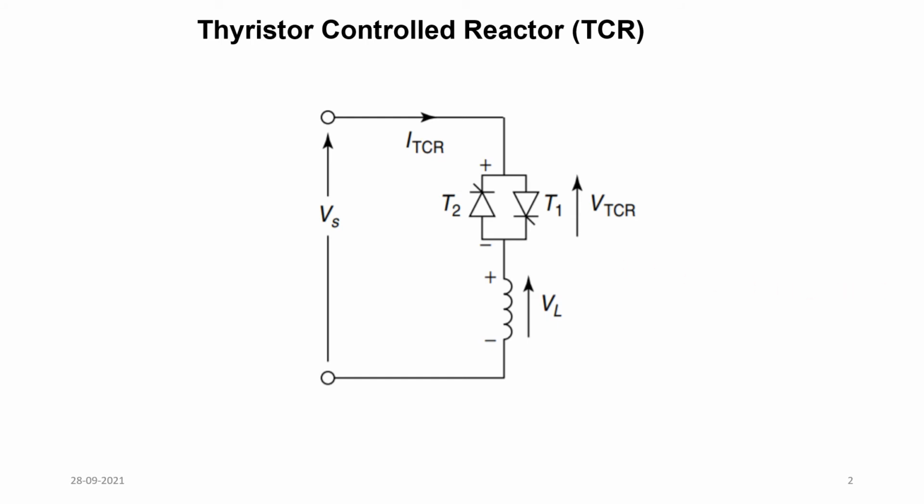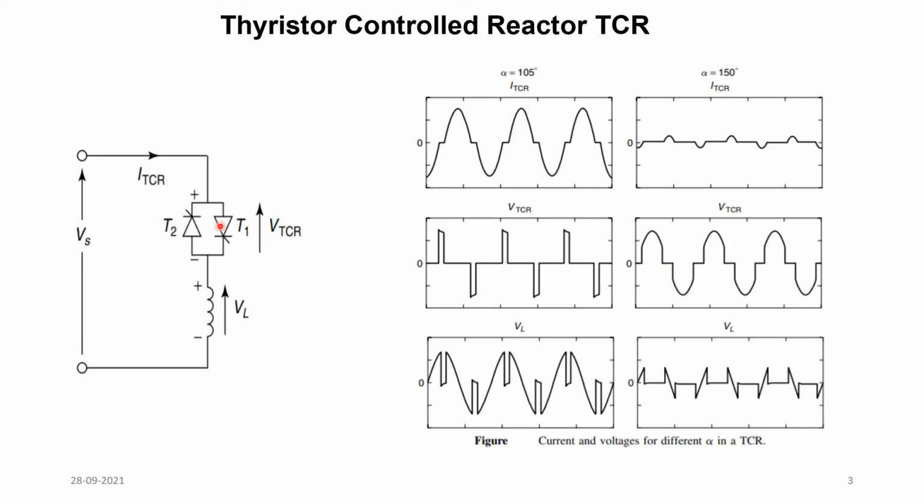So I'll show the waveforms. This is the circuit I told. So when alpha is, for example, 90 degrees, I'll have a pure sinusoidal current waveform. If I increase my alpha from 90 to 180 degrees, I am showing two different waveforms. This is for a particular value of alpha, 105.